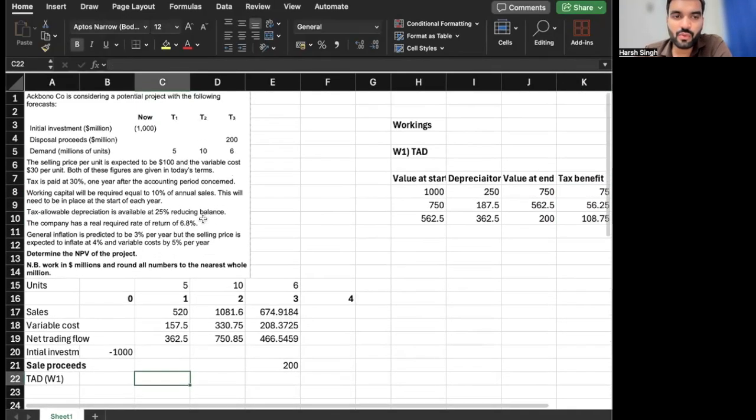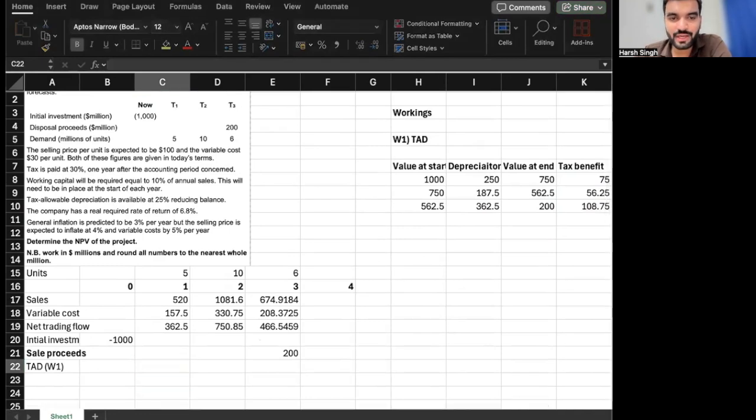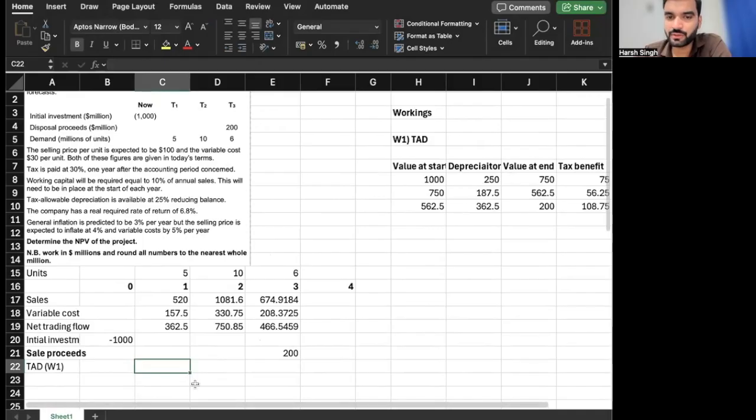So now one more important point. The tax benefit I'm getting one year in arrears. So the tax benefit of year 1 I'll get in year 2.